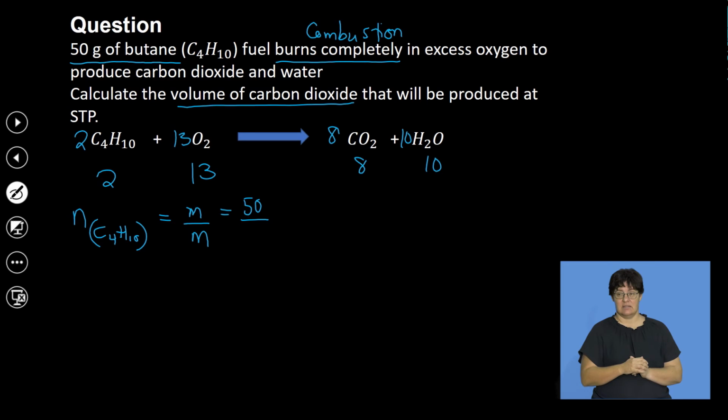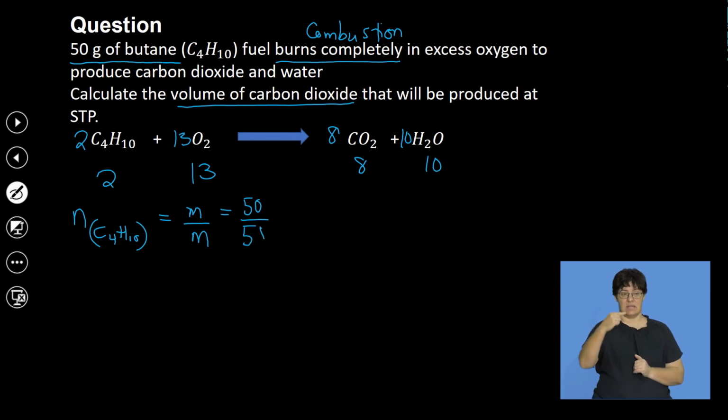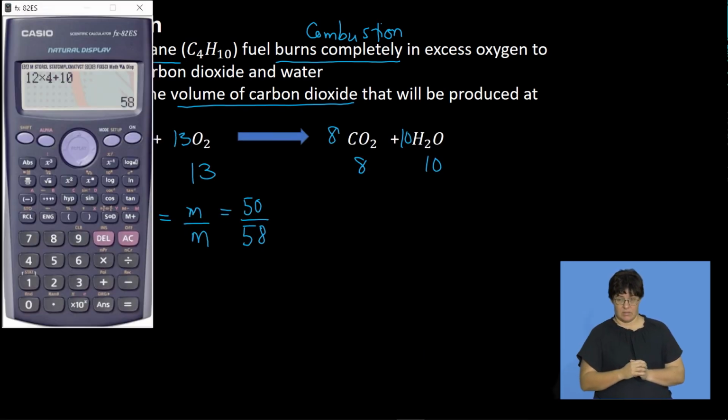So just to verify that by means of a calculation, the mass of carbon is 12 multiplied by 4, right? Then we add 10 for hydrogen, okay? That gives us a value of 58, right? That's 58 grams per mole, right? So if we calculate the moles that are present there, it's going to be 50 divided by 58. Okay, so in a 50 gram sample of butane, we've got 0.86 moles, right?